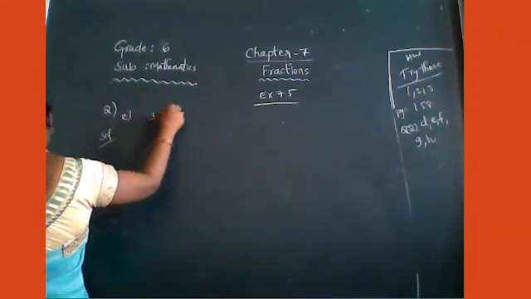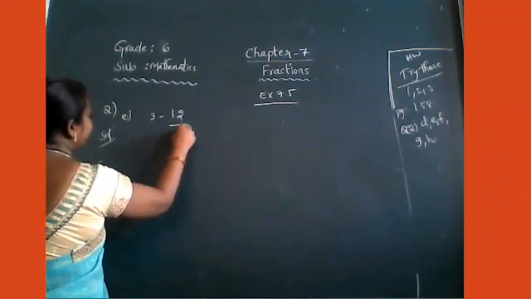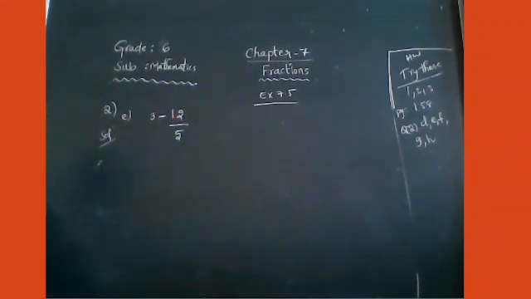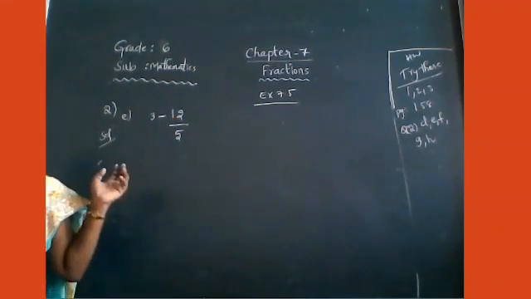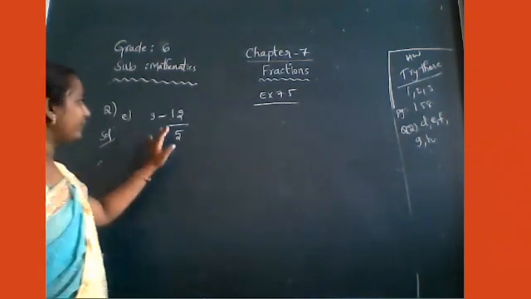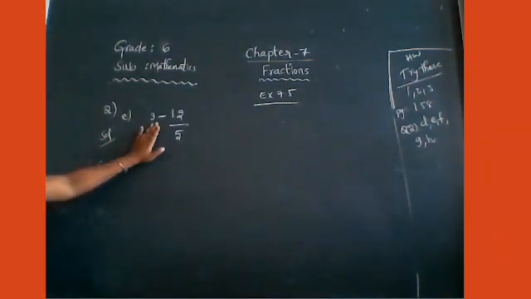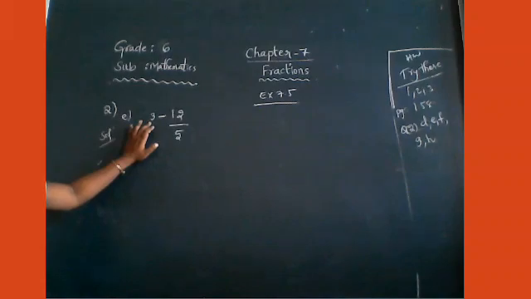3 minus 12 by 5. Okay, right. So look here. 3 minus 12 by 5. Here first we have to check. 3 is a whole number, so it is not in the form of a fraction. First we have to write this one in the form of a fraction.